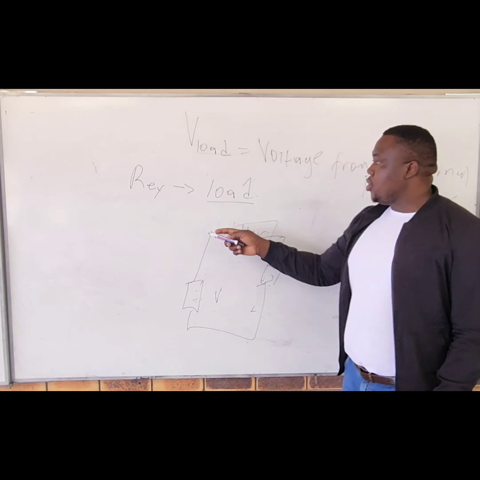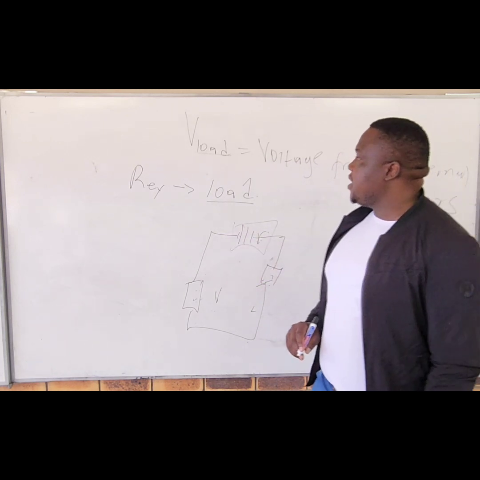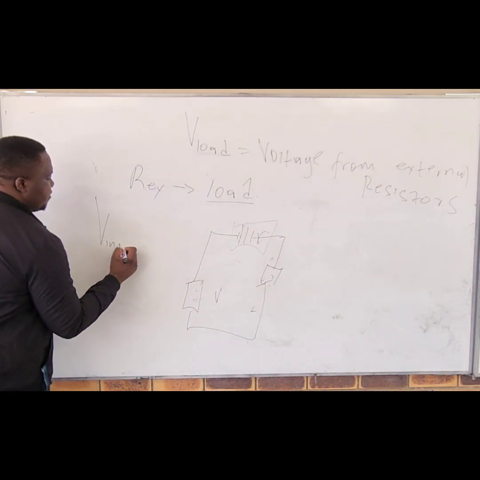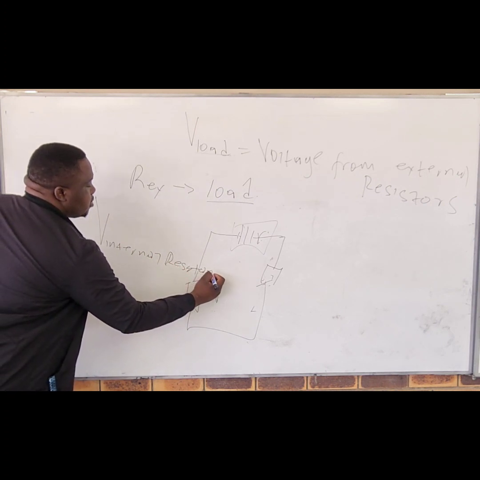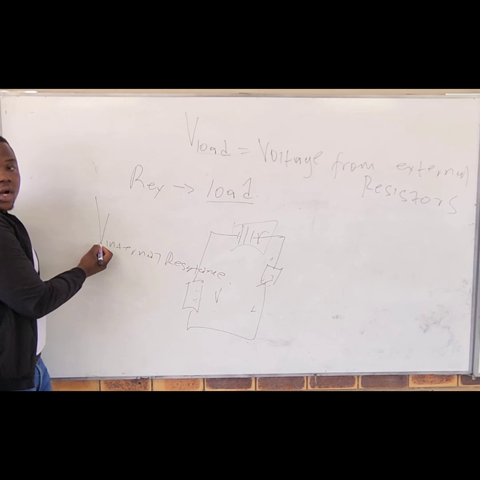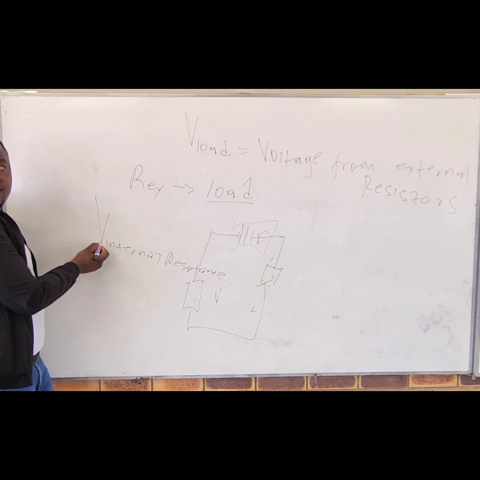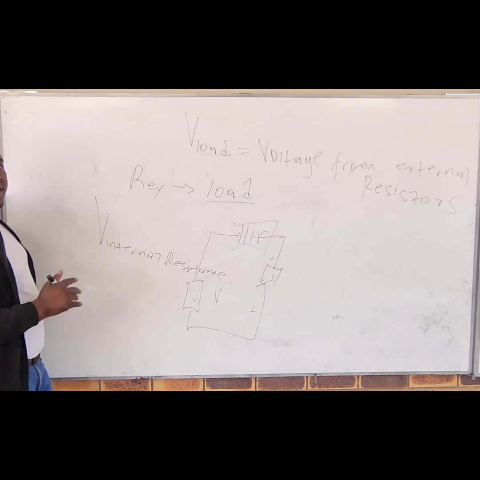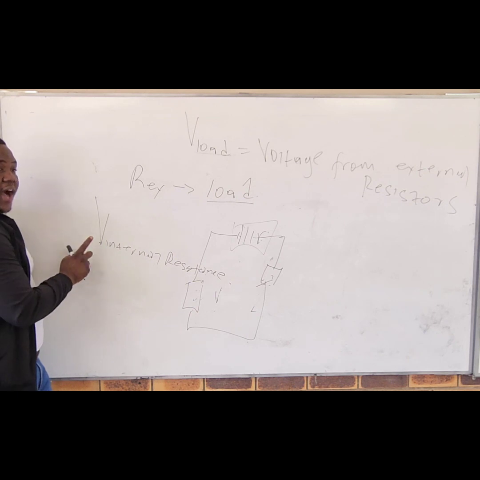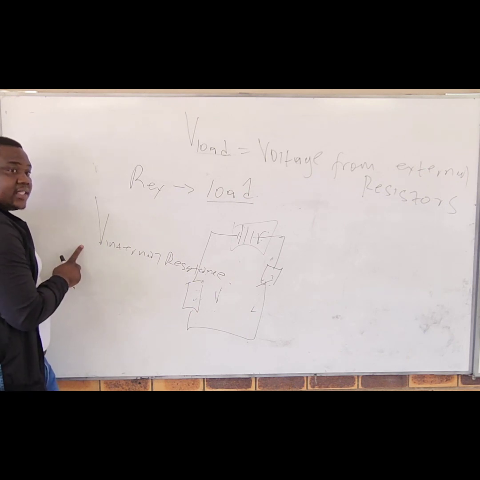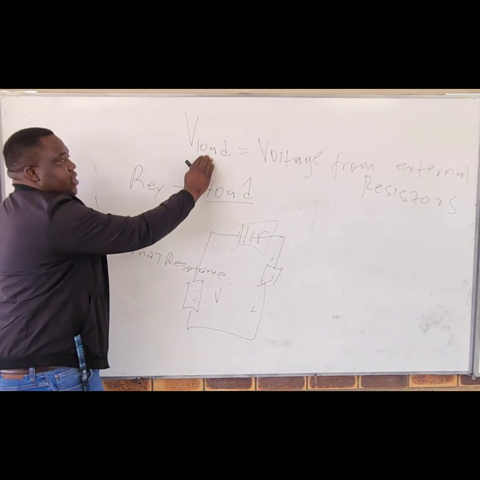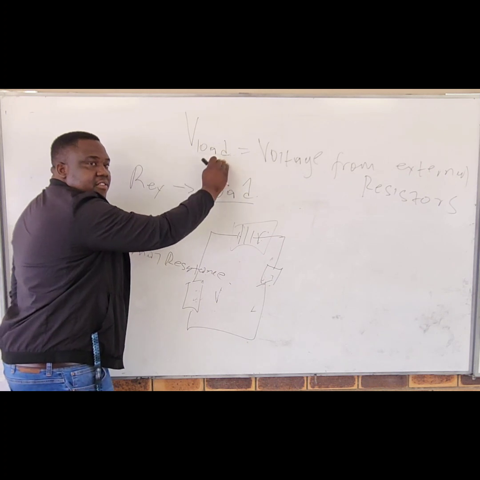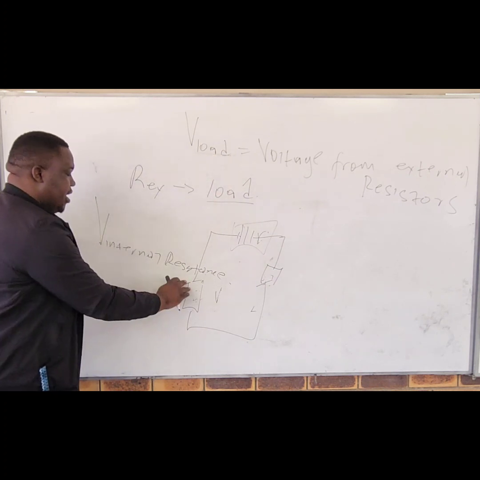Then there's what we call V internal. V internal, you can say V internal resistance. This is the voltage that we record from the internal resistor. Understand? This is the voltage that we record from the resistor. So we've introduced two things, R external and lowercase r, which is the internal resistance. So now we come and talk about the voltage of the load and the voltage of the internal resistance.